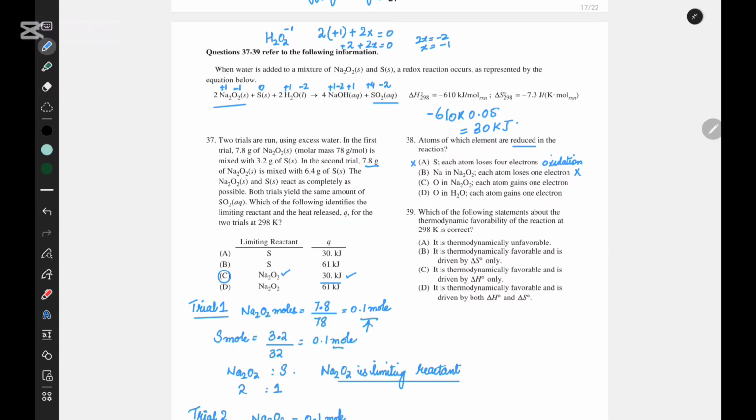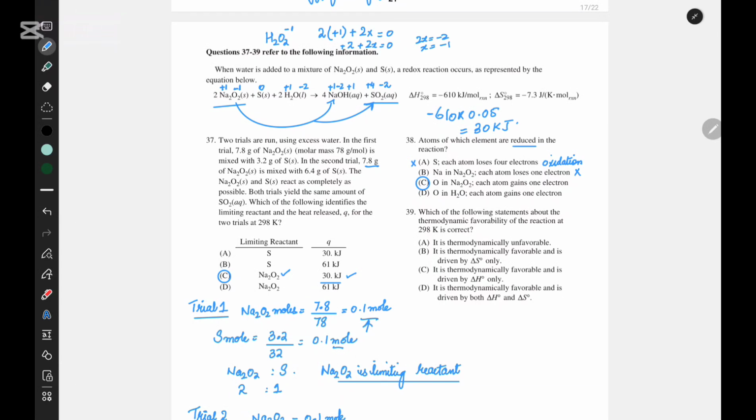So you are going to say this is going to be the right answer, because you can see it is going from -1 to -2 and from -1 to -2 as well. So each atom is gaining one electron. So our right answer is going to be C.